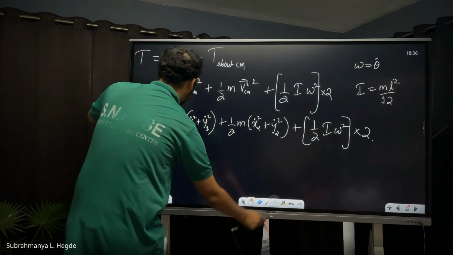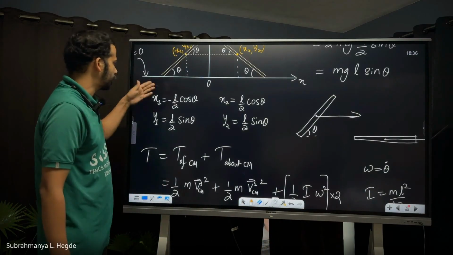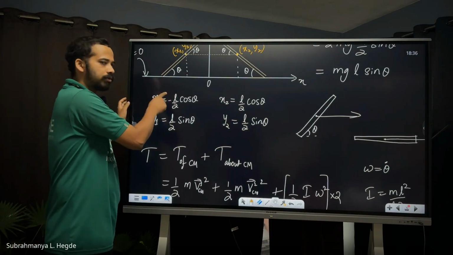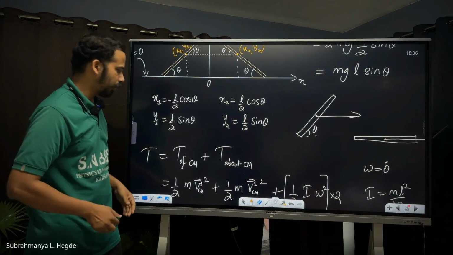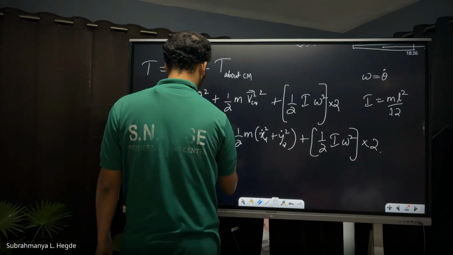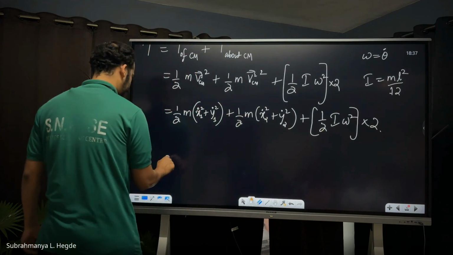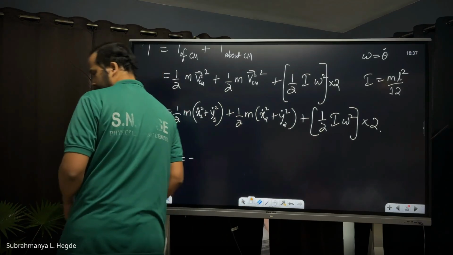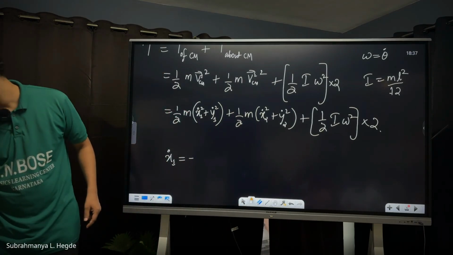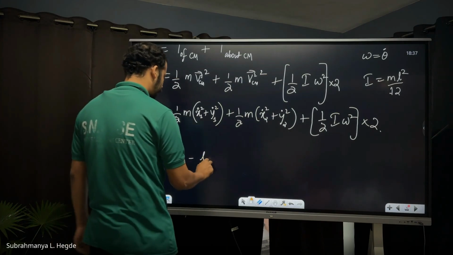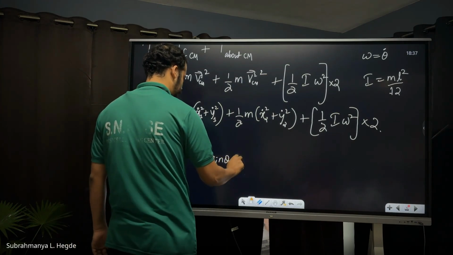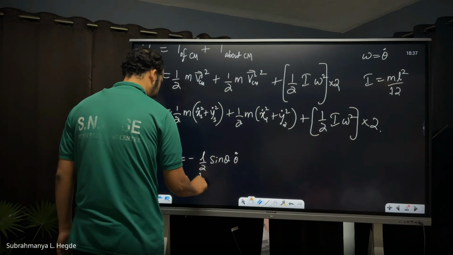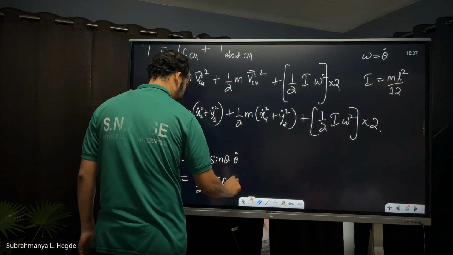Now what is this one? X1 dot square plus Y1 dot square. Can you see? Cos square theta plus sin square theta will come. Can you do this one? X1 dot, Y1 dot. When you square and add, what will you get? What is X1 dot? This is equal to minus L by 2 sin theta, theta dot. Y1 dot is L by 2 cos theta, theta dot. Am I right?